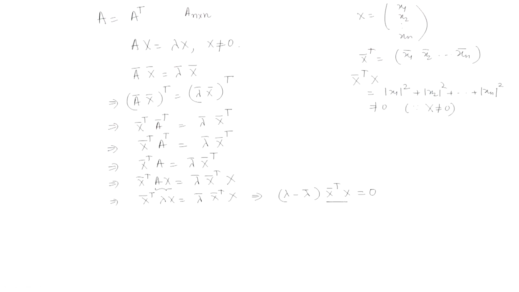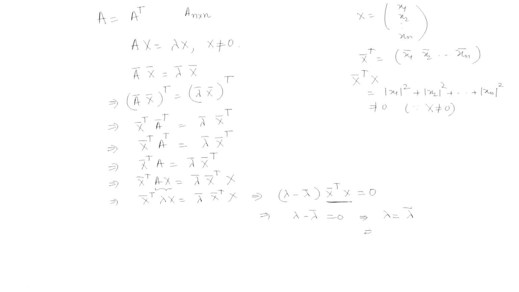Now, since this is not equal to 0, lambda minus lambda bar is equal to 0, because the product of these two is equal to 0. So this implies lambda equals lambda bar, and if a number is equal to its conjugate, that means lambda is purely real. Lambda is real.